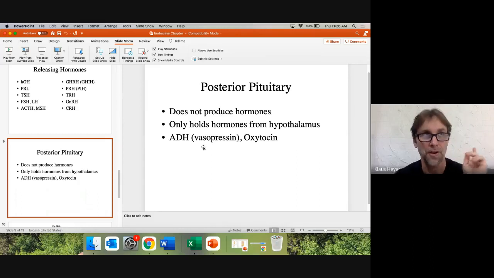That's good. Antidiuretic hormone. I got it on another slide. So antidiuretic hormone, that's for blood pressure to keep it up. It's going to make you pee less.